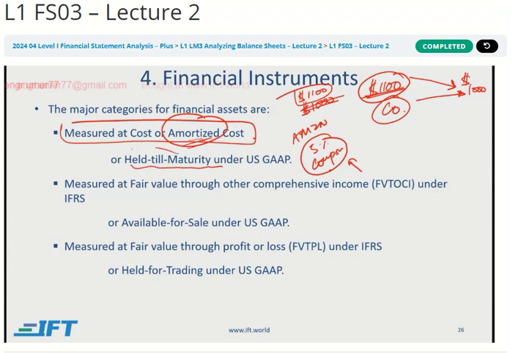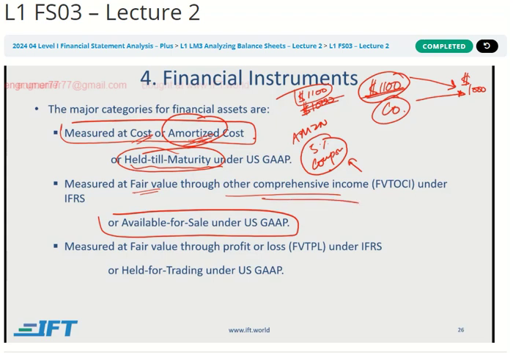So if you are buying something with the intention of holding it till maturity, then it is measured at cost or at amortized cost. However, if you are having the intention of selling it after 90 days and before maturity, then you can say available for sale, or it is also called measured at fair value through other comprehensive income. And if you are going for held for trading, you want to sell it within 90 days, then it will be measured at fair value, but the unrealized gains and losses will pass through your income statement, or also called your profit and loss statement.